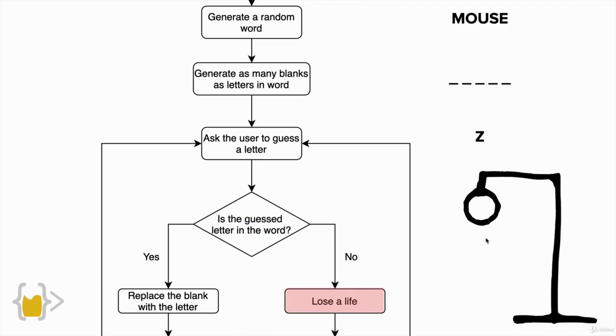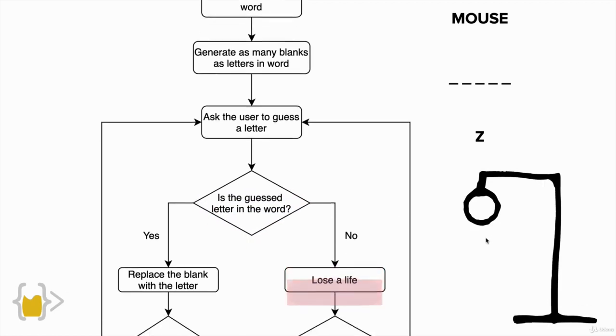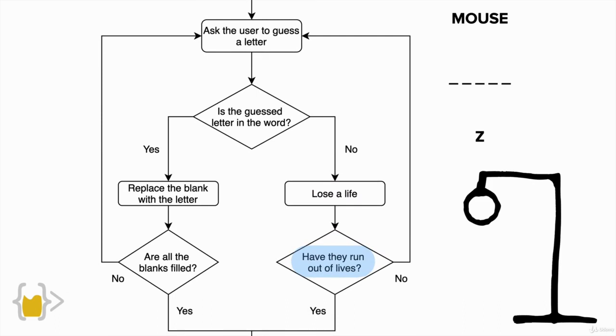Now, depending on whether they have run out of lives, if the hangman has been drawn completely, then they would go down this path, but at the moment they've only lost one life and this figure is not complete, so the answer is no. And that means we go back to the beginning and we get them to guess the next letter.